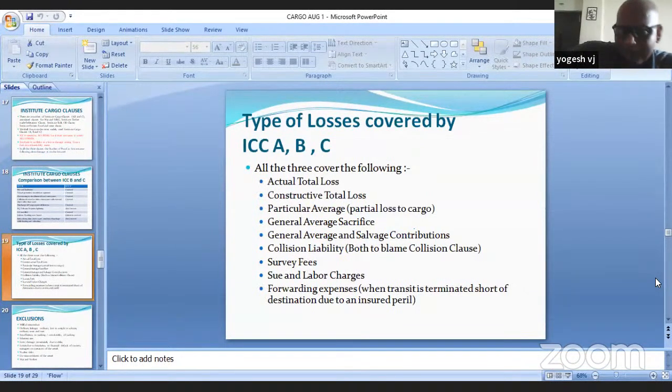Now, survey fees, sue and labor charges, incidental charges that are occurring after the losses will be covered. Forwarding expenses, when transit is terminated short of destination due to an insured peril. Let us assume that the vessel is stranded somewhere. Now, stranding or capsizing is covered in marine insurance, in ICC B as well as in ICC A; it is not covered in C. It is stranded over here. Now, the vessel cannot move ahead from here, so they call another vessel and unload the goods onto that vessel. The expenses that come here, forwarding expenses, are covered under ICC.